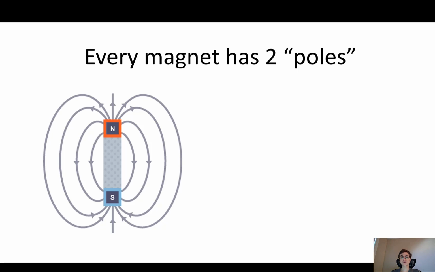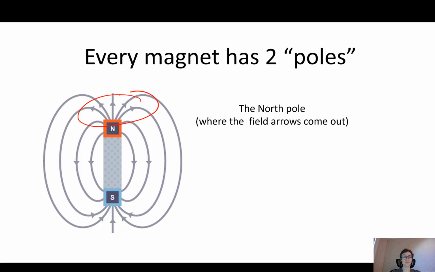Every single magnet in the world has two poles. They have a north pole and a south pole. The north pole is where the field arrows come out. Notice that all the arrows near the north pole, they're pointing outwards. And the south pole is where all the arrows enter in. Notice down here, all the arrows are pointing inwards.